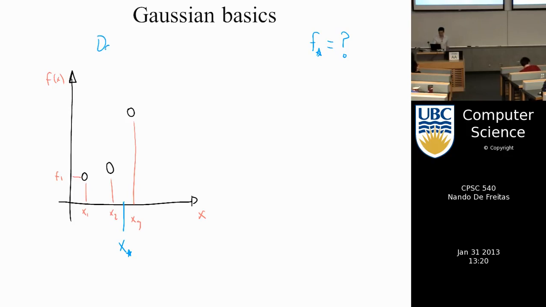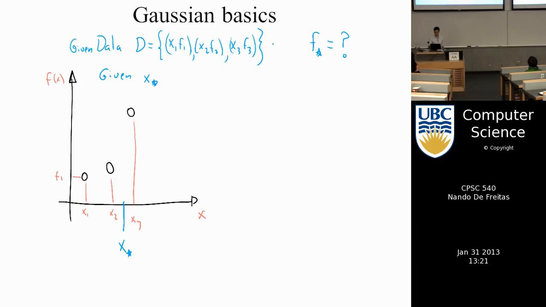I know my data D consists of my pairs x1 and f1, x2 and f2, and x3 and f3. That's my data. I've been given this. I've also been given an x star. Given these two things, I must answer this question. What is the height of f star? Should it be this? Should it be this? Should it be this?